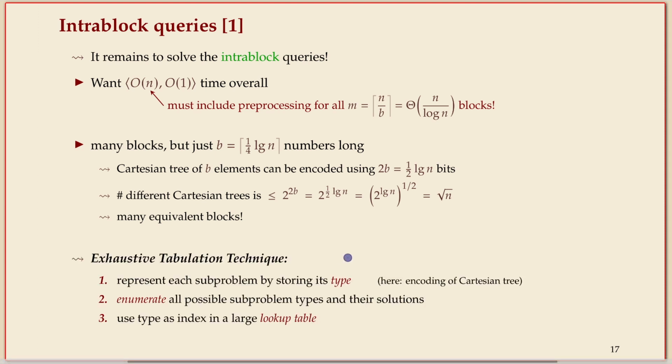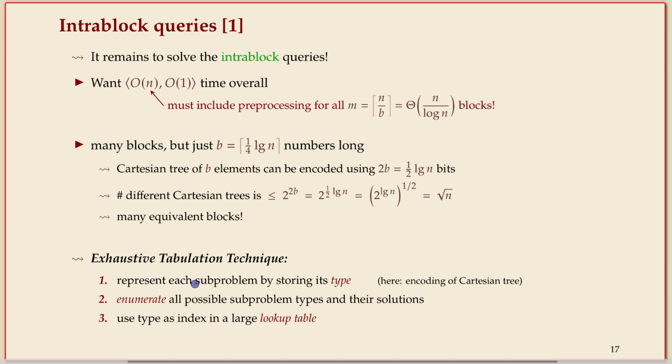And that's where the exhaustive tabulation technique comes in. It consists of these 3 steps. We replace each local block, so the little block of numbers, by the code for its Cartesian tree, so by 2b bits each. Then we have a table, separate from that, that lists all possible Cartesian trees and all the range minimum queries in these Cartesian trees. We can afford to be generous there because there are only root n of them. It's a lower order term.